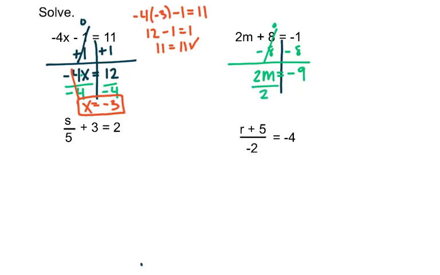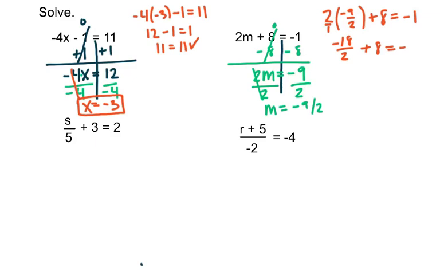Divide both sides by 2 to undo that multiplication. And 2m divided by 2 is just m. So we get m equals negative 9 halves. So I can check this by substituting it back in. So if I multiply negative 9 halves by 2 and then add 8, I'm supposed to get a negative 1. Well, this gives me negative 18 over 2, which is negative 9. So negative 1 does equal negative 1. So this would be the value of m that makes this equation a true statement.